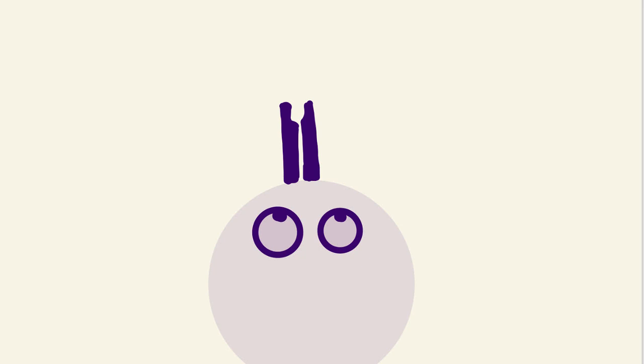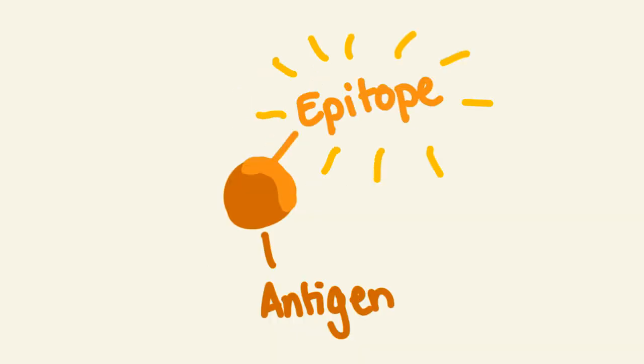T cell receptors have two strands, usually alpha and beta, linked by a disulfide bridge. The variable regions at the top of the strands form the antigen binding site, where the T cell binds to the antigen and recognizes the specific part of the antigen called the epitope.